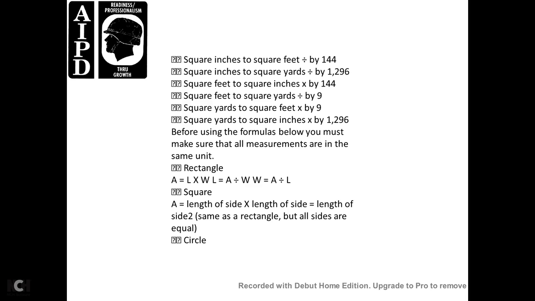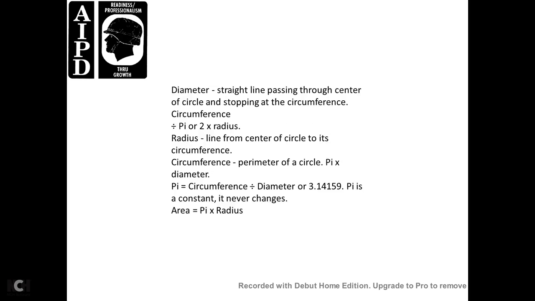Square: length of the side times the side. A circle: the diameter is a straight line through the center of the circle. The circumference is pi times the diameter, or 2 times pi times the radius. The radius is the line from the center of the circle to its edge. Pi is a constant that never changes. The area of a circle is pi times the radius squared.